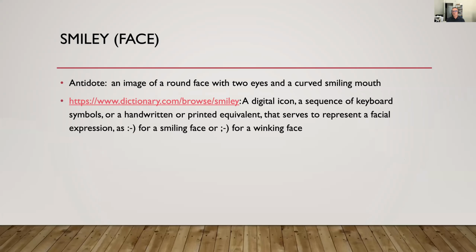All right, the last term that we're going to look at is smiley. And here's where it gets a little bit confusing. Antidote defines smileys as images of a round face with two eyes and a curved smiling mouth. Okay, so we had said that emojis are mainly images. So one could say that maybe a smiley is an emoji. But then dictionary.com describes a smiley as a digital icon, a sequence of keyboard symbols, which is the definition for emoticon, or a handwritten or printed equivalent that serves to represent a facial expression. Okay, so as in those two examples. So, the takeaway here is that it is confusing because some of the definitions seem to overlap.